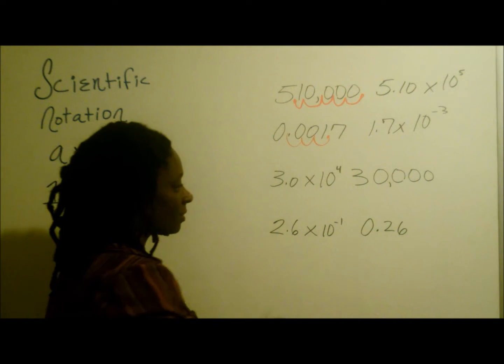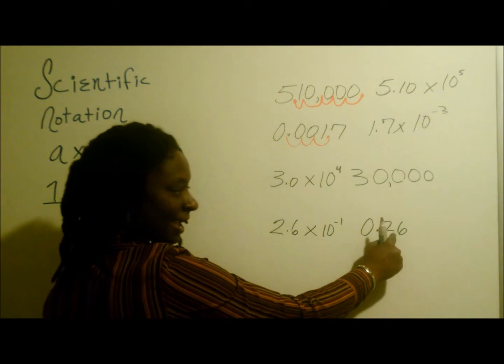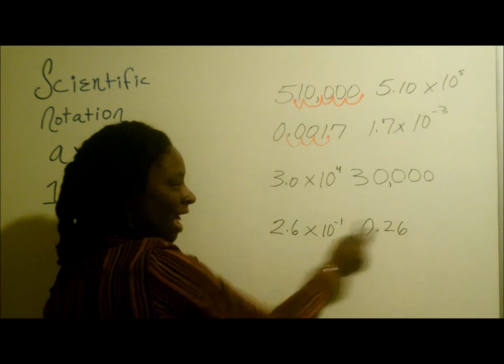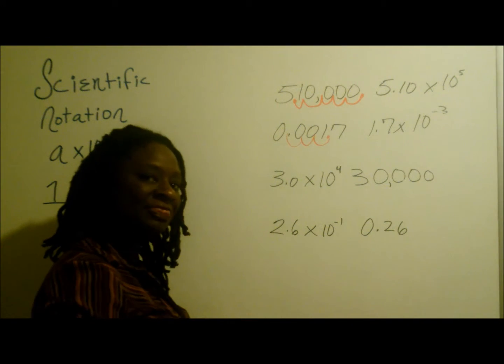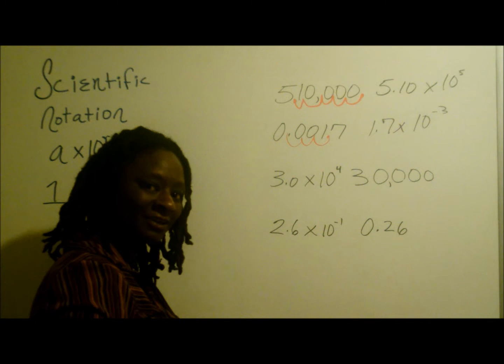Let's check. 1 space is right between the 2 and the 6, right? So we know it's correct. And that's how we use scientific notation.